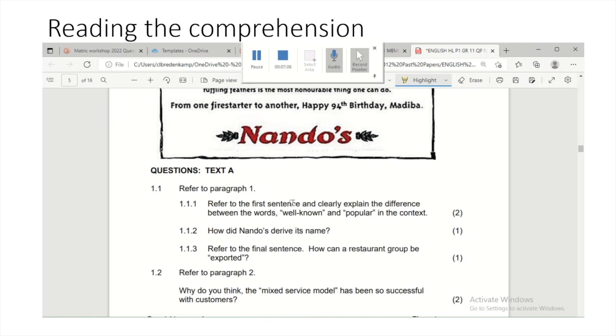Now, let's have a look at the questions. I'm just going to read them through first, and I'm going to highlight what the question is asking. This is one of the most important things that you need to do, because this will guide you on how much you need to write.